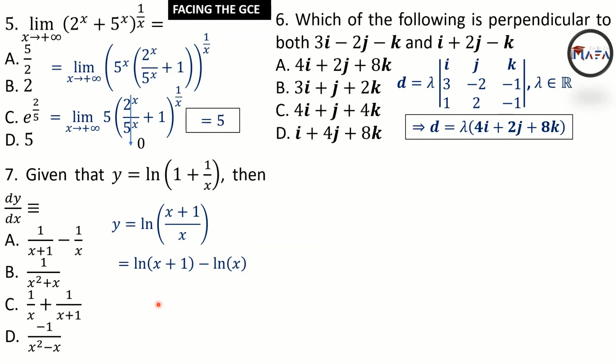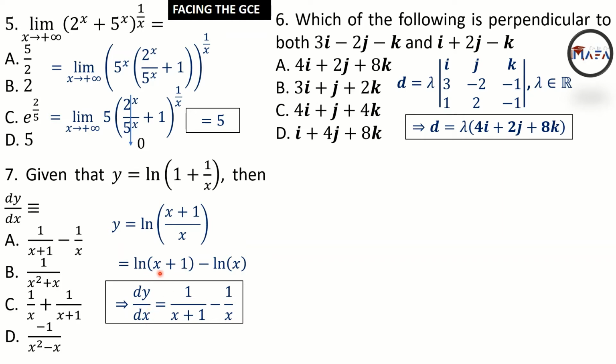Alright, and how do we now differentiate a logarithmic function, that's a ln function? We just differentiate the interior and we divide it by itself. So differentiating the ln of x plus 1, we differentiate x plus 1, we just get 1, because when we differentiate x, we get 1. We differentiate 1, we get 0. Remember, we are differentiating with respect to x.